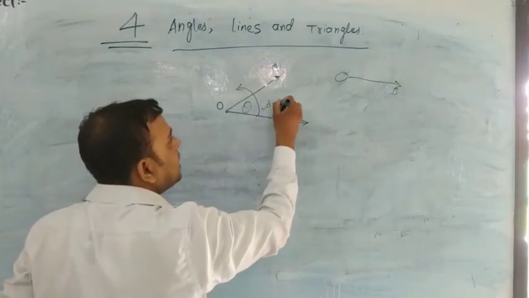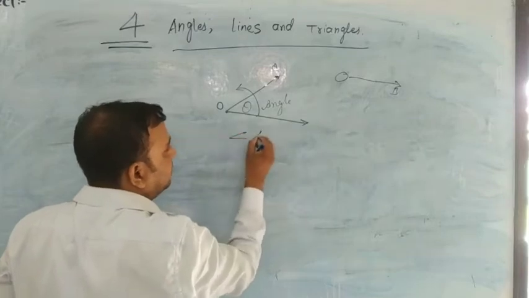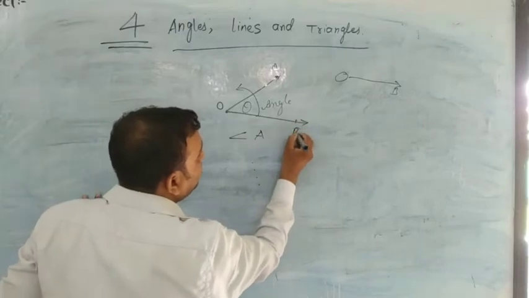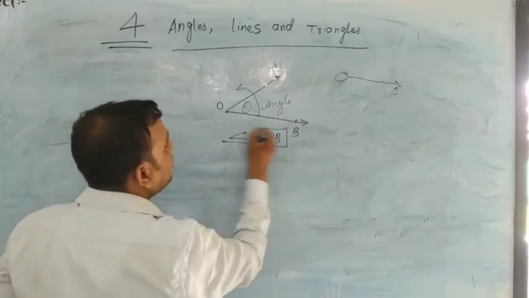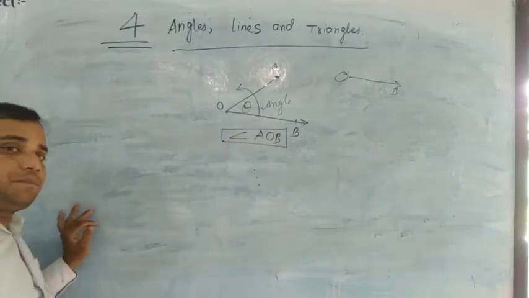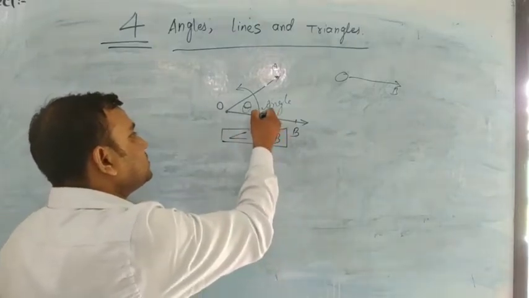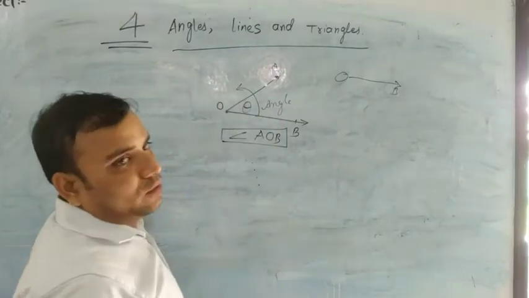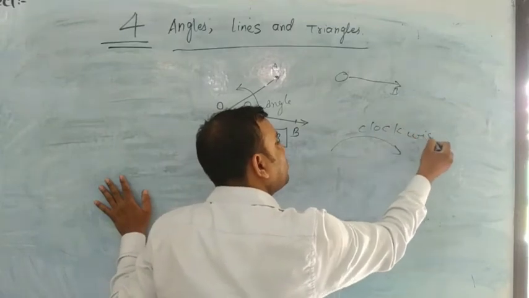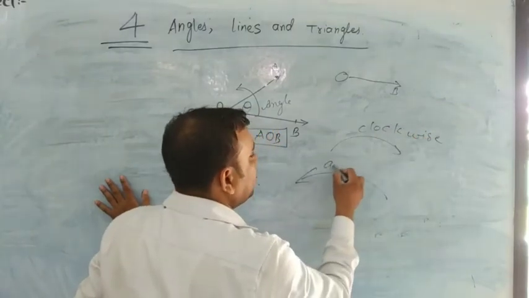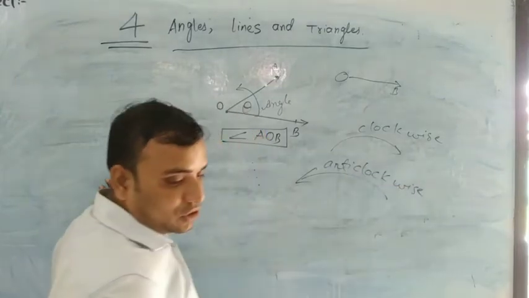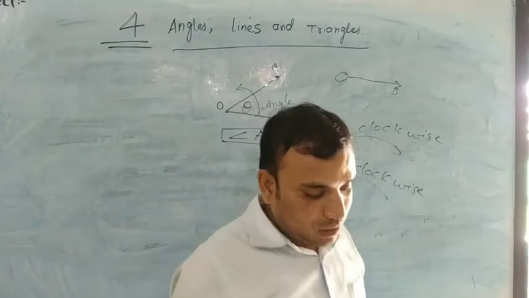It is denoted by the angle sign, angle AOB. Theta denotes the value of the angle. This is measured in the anti-clockwise direction. This is the clockwise direction, and this direction is called anti-clockwise direction.